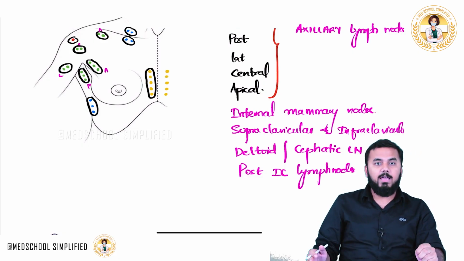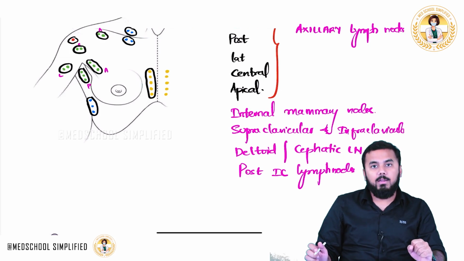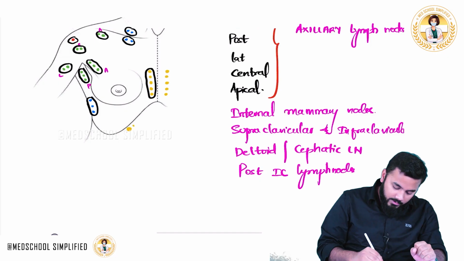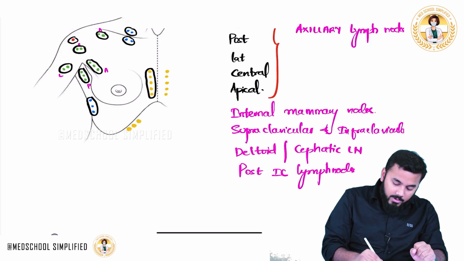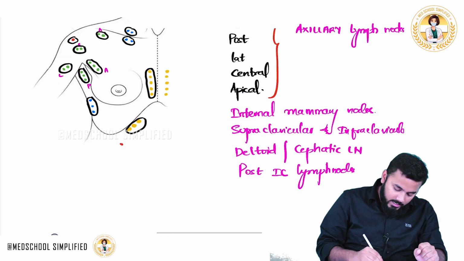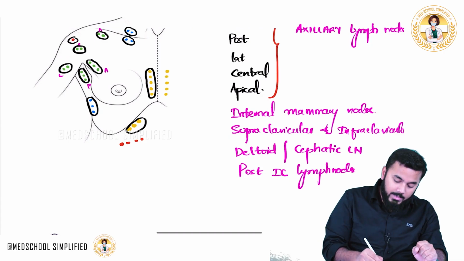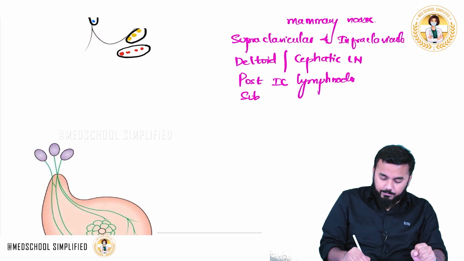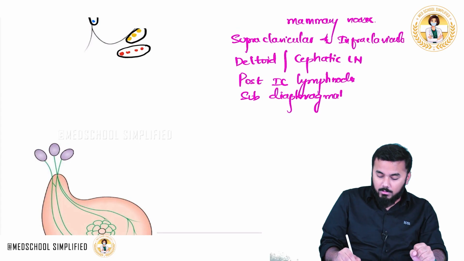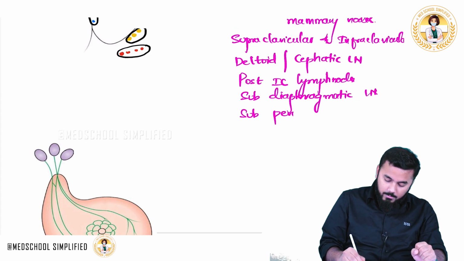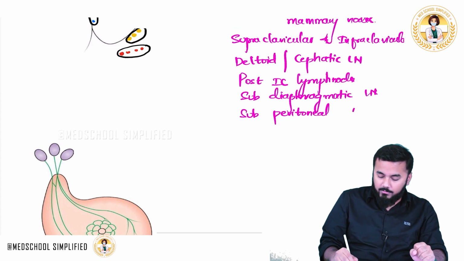They are located below the diaphragm. They are called subdiaphragmatic lymph nodes. So here we have got lymph nodes like this. These lymph nodes are called subdiaphragmatic lymph nodes. And there is also another group of lymph nodes. These are called the subperitoneal group of lymph nodes. So what are these two? One is subdiaphragmatic lymph nodes. Next we have got subperitoneal lymph nodes.